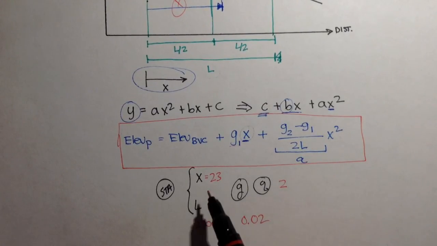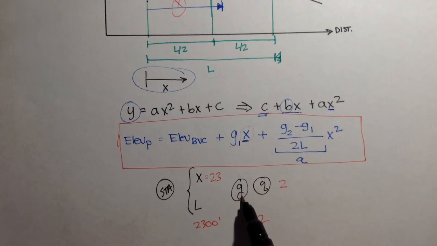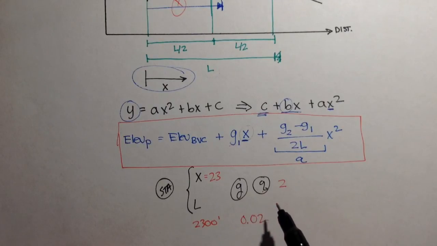Okay, so if x and L are in stations, make sure your grade is in percent. If x and L are in feet, make sure your grade is in decimal.